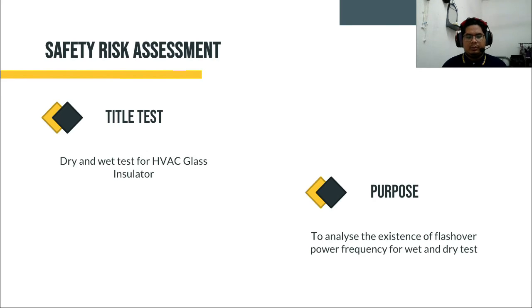For the test, we're going to do a dry test for HVAC glass insulator. The purpose of this test is to analyze the system flashover power frequency for wet test and dry test. There are 4 steps for the procedure of this test. For the dry test, the insulator is energized with both positive and negative polarities. Second, the AC voltage is applied and raised until the flashover occurs, and then the process is repeated 5 times to get the mean breakdown voltage. The fourth is the wet test: repeat the dry test procedure but with the insulator being continuously sprayed with water using a nozzle.